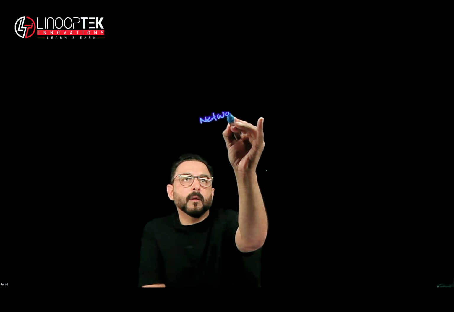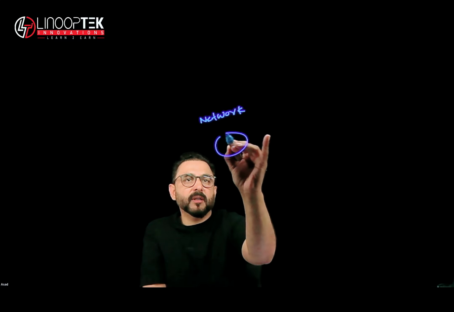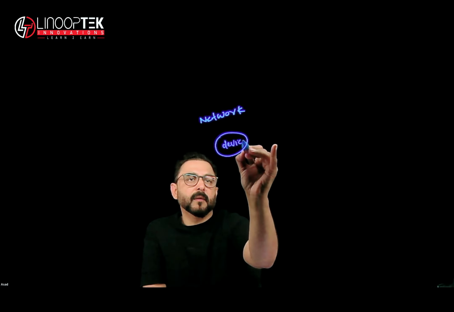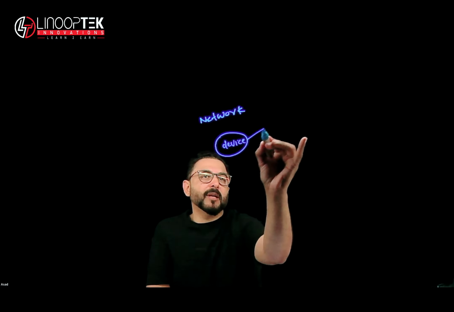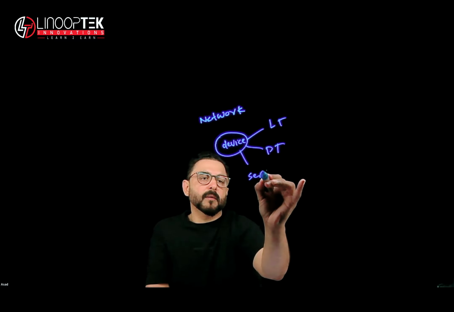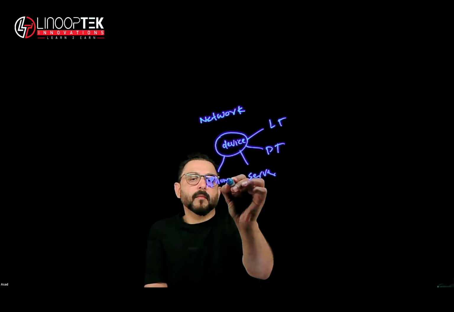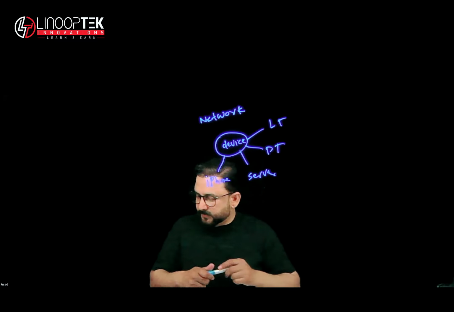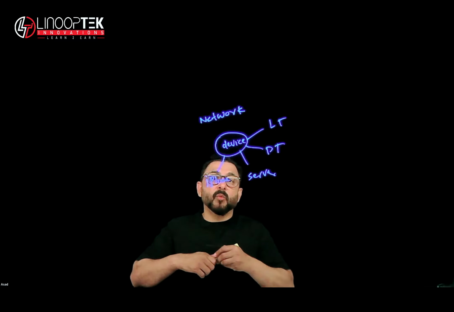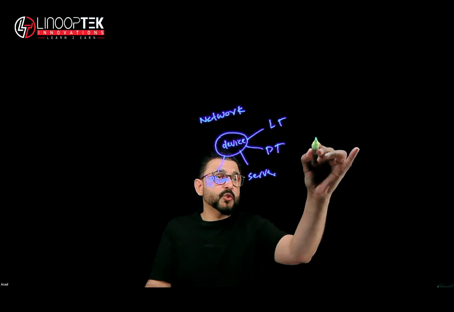So every network has what? First of all, it has a device. Let's call it a device. Devices could be your laptop, your desktop, a server, an iPhone, okay? And then what else? And then we have a switch.